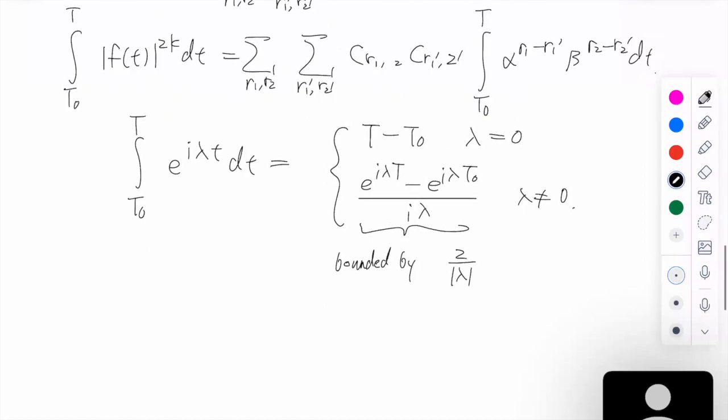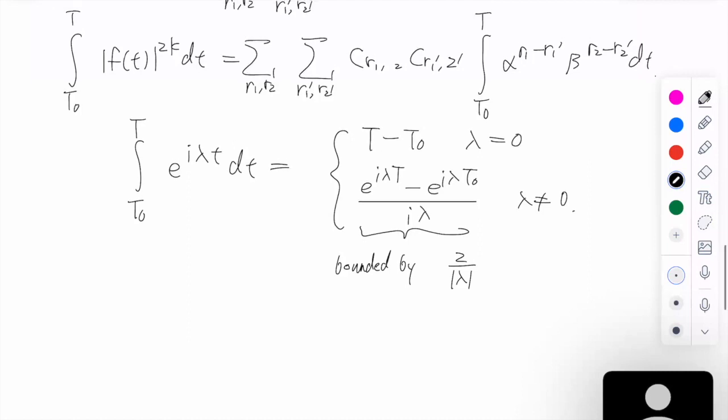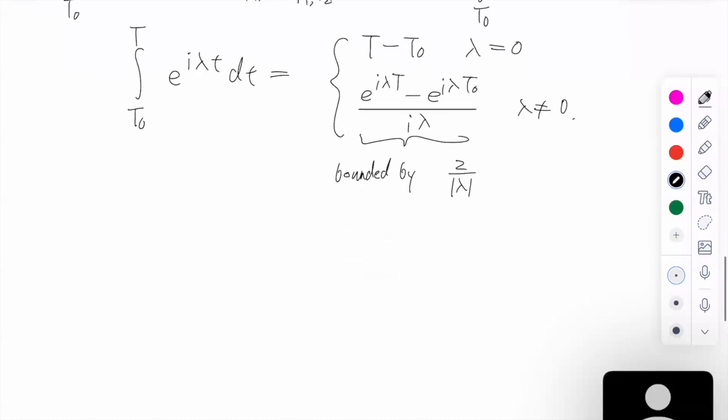So we know that when R1 and R2 are equal to R1 prime and R2 prime, respectively, the integral is going to evaluate to t minus t0. But we want to know the converse, whether this is possible when R1 and R2 are not completely equal to R1 prime and R2 prime. To investigate this situation, we look at the following explicit expressions.